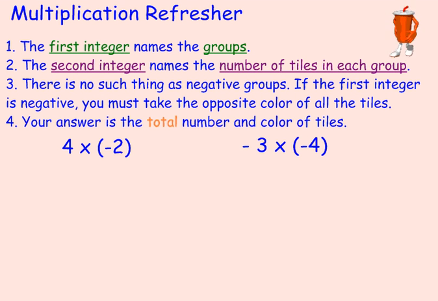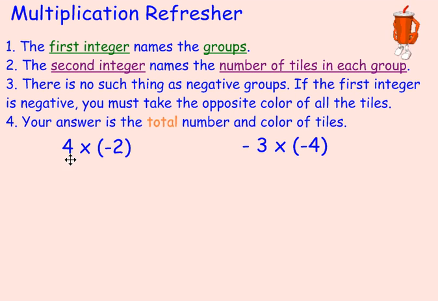This is a multiplication refresher video on multiplying integers. When we're multiplying integers, the first integer always names the groups, or the number of groups. The second integer always names the number of tiles in each group.